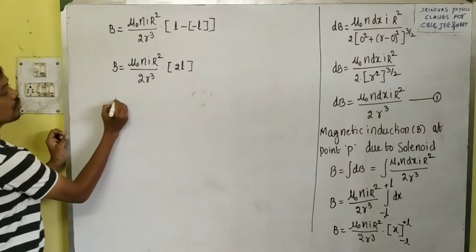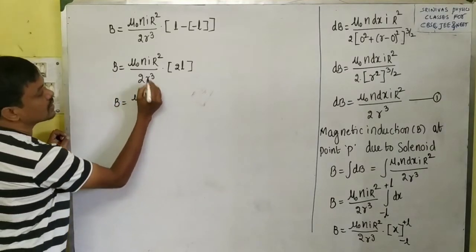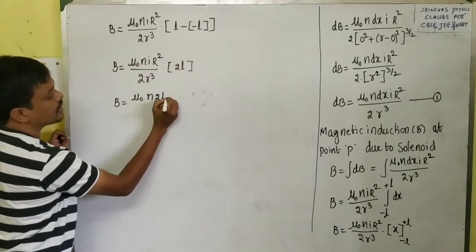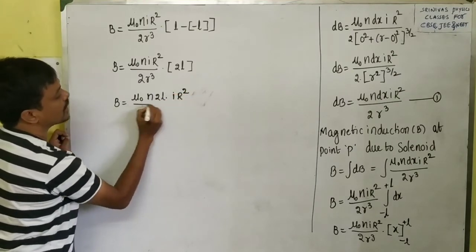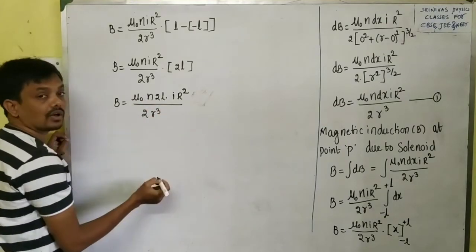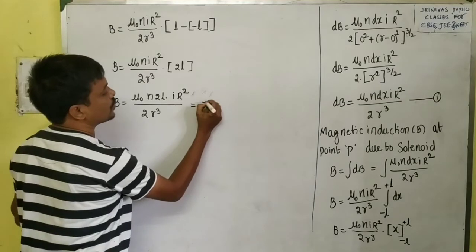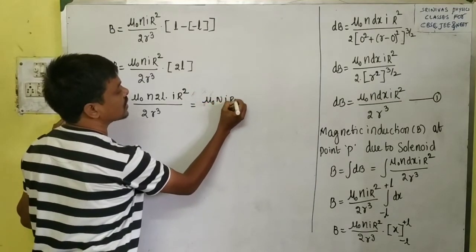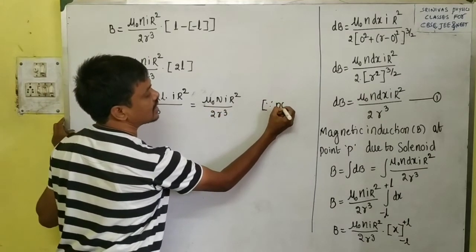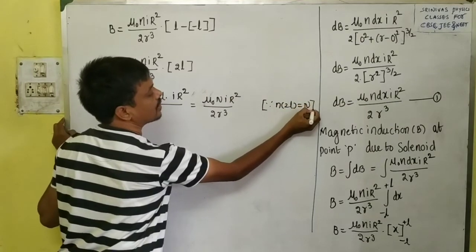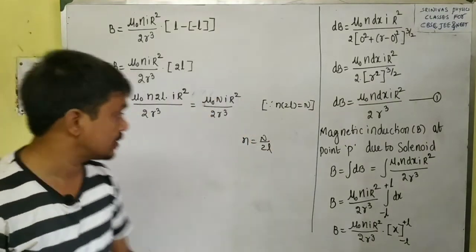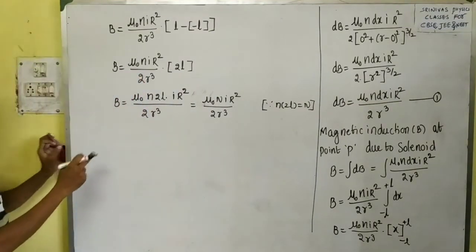Now we simplify some more. B is equal to mu naught, we write this as n into 2L, into I r square by 2 r cube. Now n into 2L we know already is capital N. Why? Because small n is the number of turns per unit length, N by 2L, so N equals small n into 2L. Then we write mu naught N I r square by 2 r cube. This is the magnetic induction.